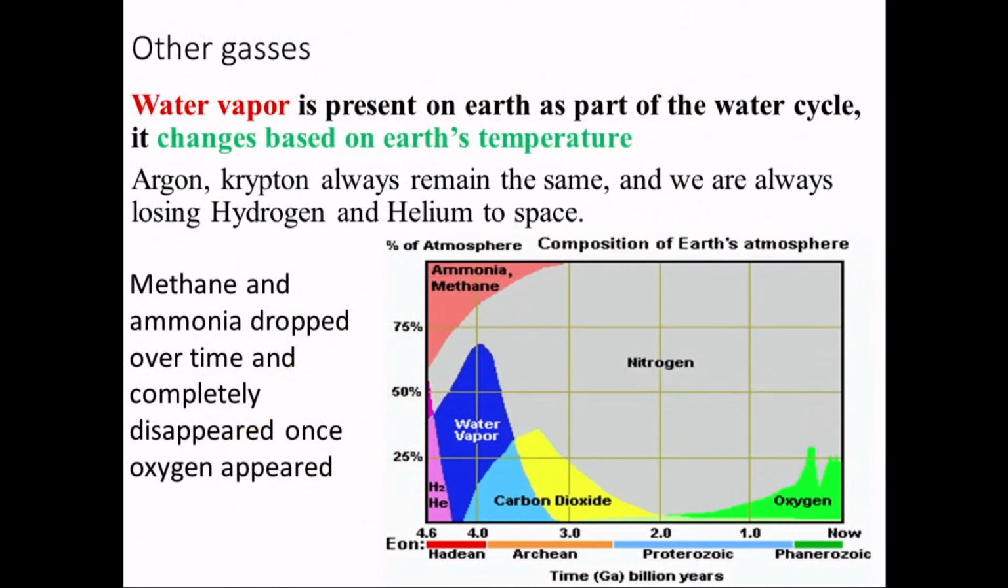What about some other gases? Well, water vapor is one that we've talked about, and water vapor certainly does change over time. In the past, it made up a huge component of Earth's atmosphere. Currently, it makes up just a tiny fraction, and it just depends.